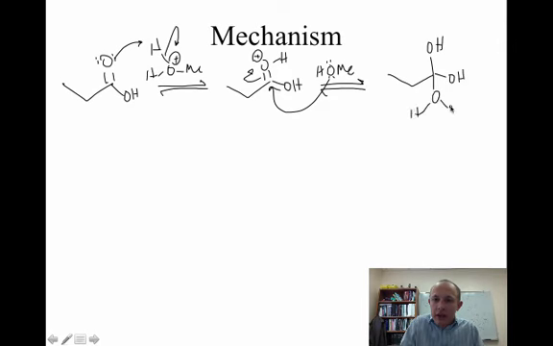tetrahedral intermediate, right? Keep track of your charges, right? We had a plus charge between these two guys. We had a plus charge here between these two guys. Now we have a plus charge. We're never going to lose that plus charge.